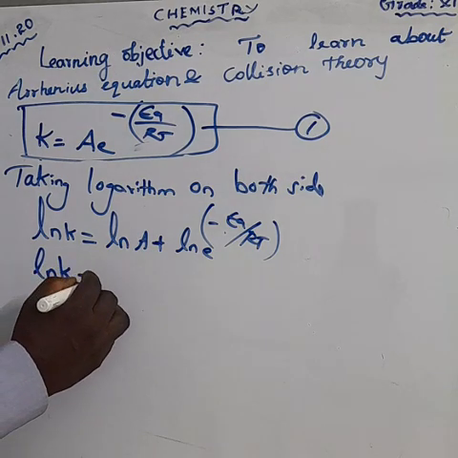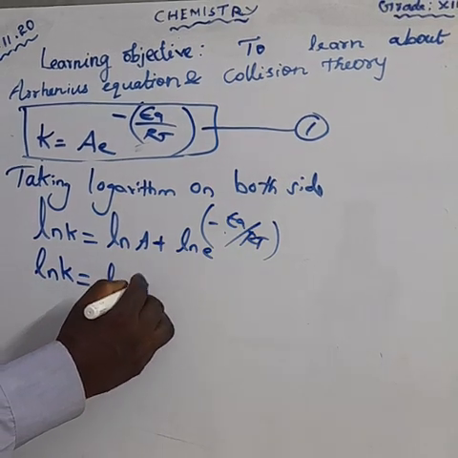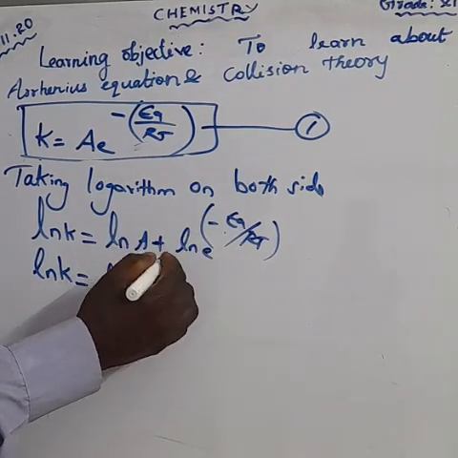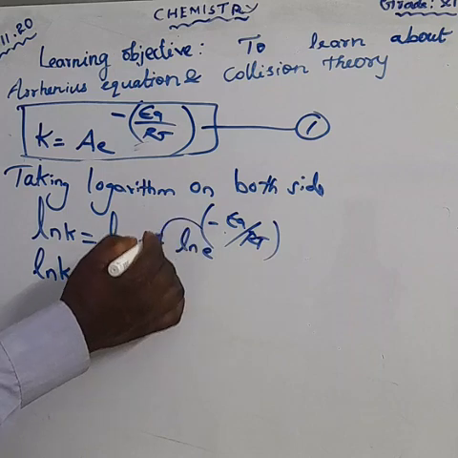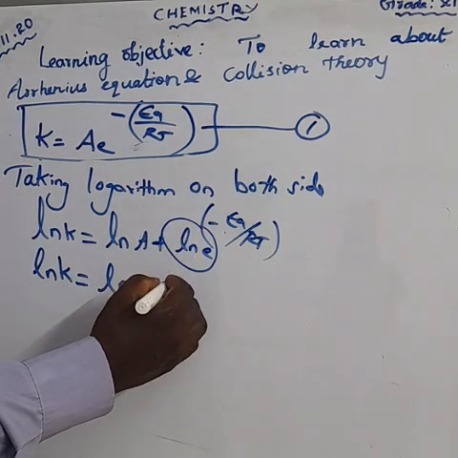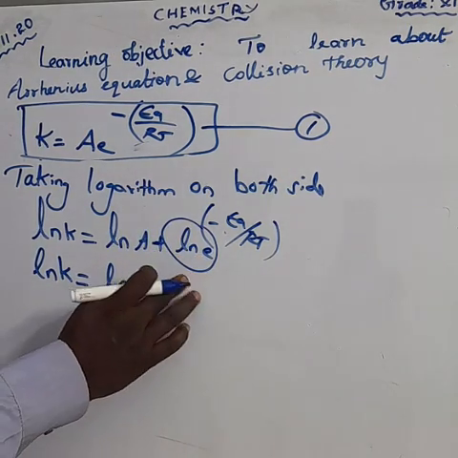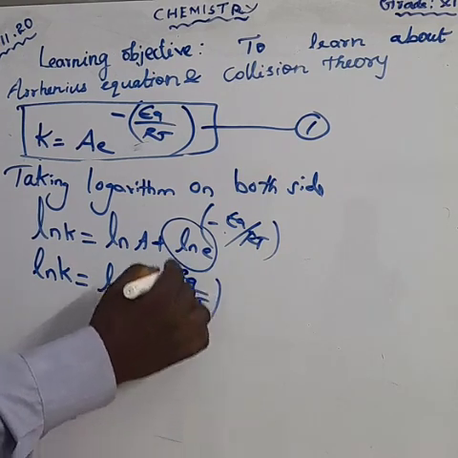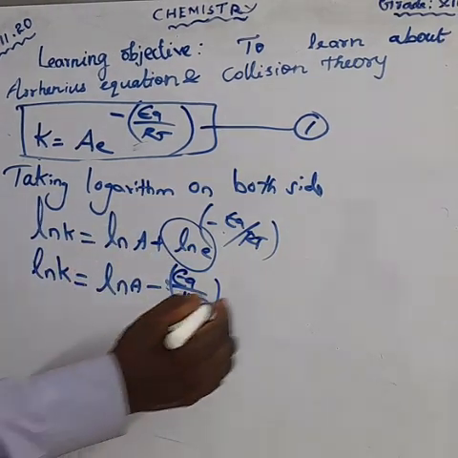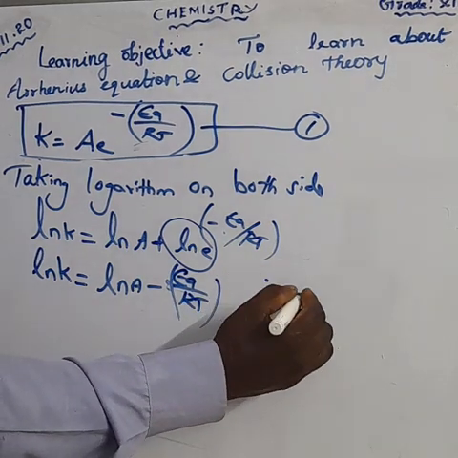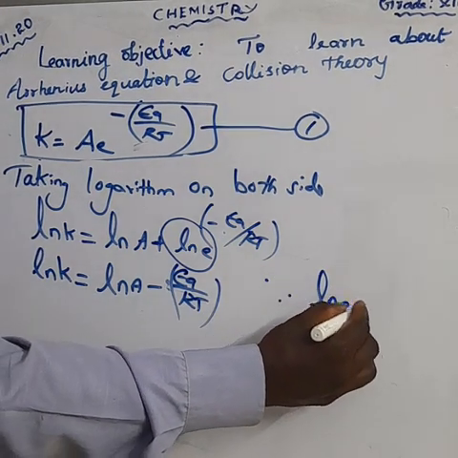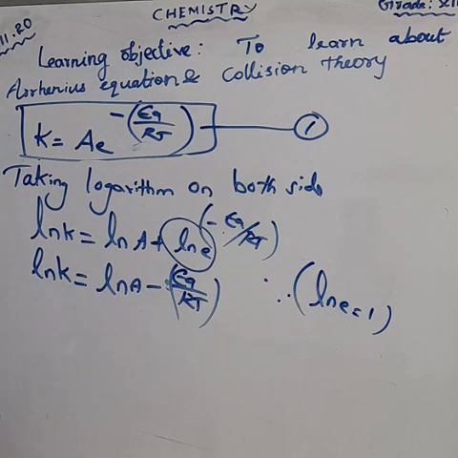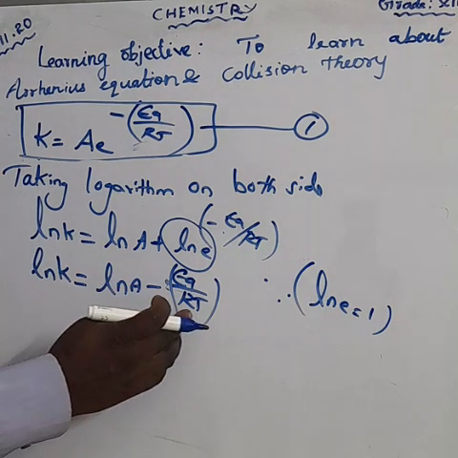ln K is equal to ln A minus Ea by RT. This term becomes 1, because ln e is equal to 1. So minus Ea by RT. Therefore, ln e is equal to 1. So we can write.